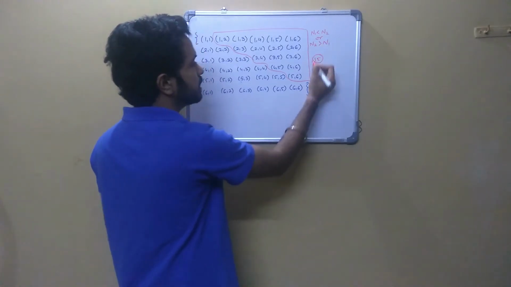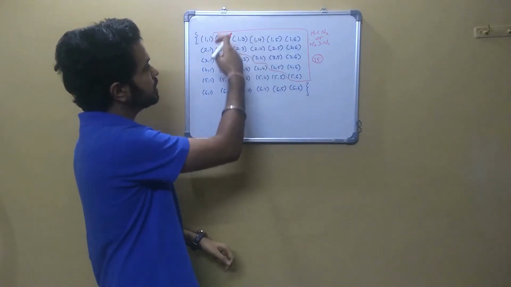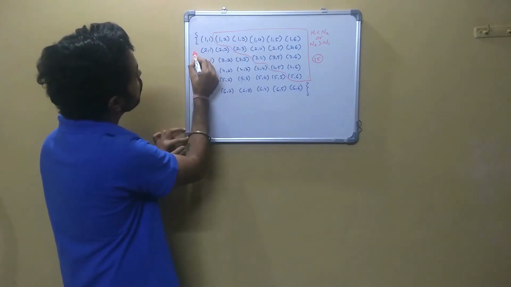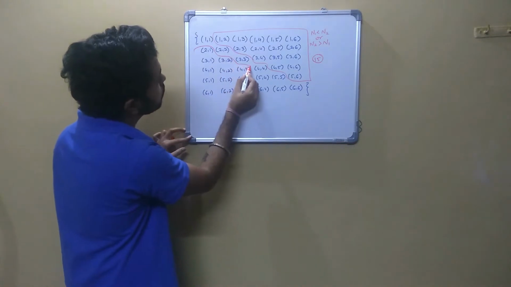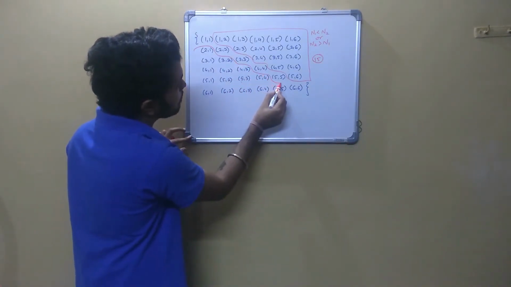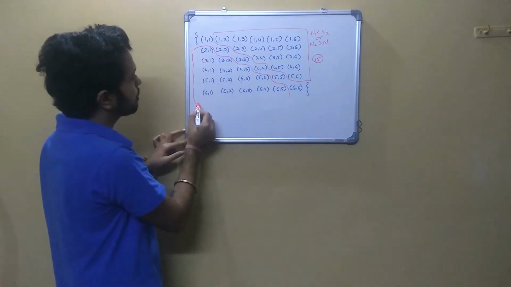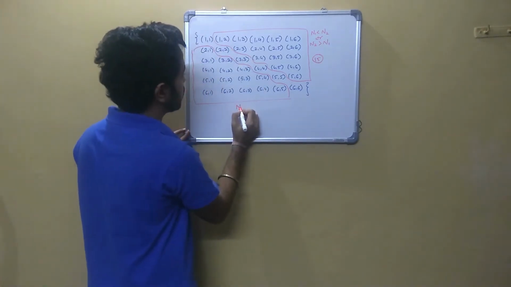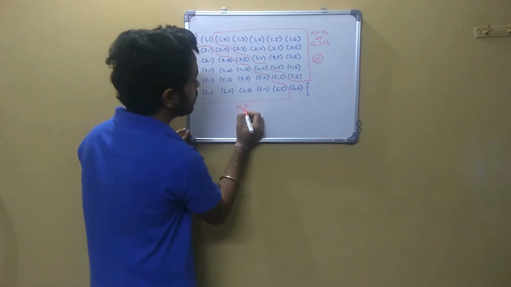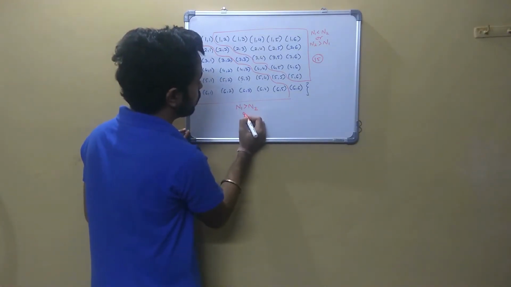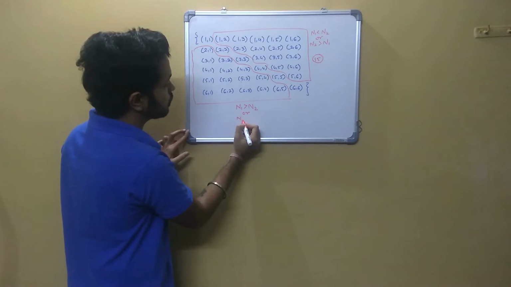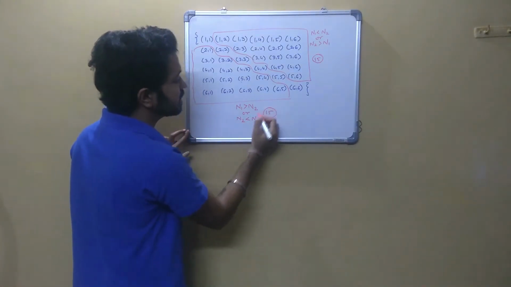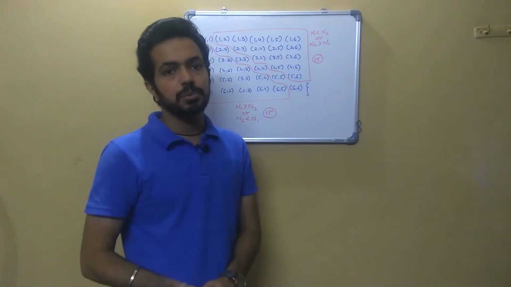How many cases are there? 15. There are 15 such cases. You can count it if you wish to. Similarly, if I just draw a partition over here, in these cases, you can see that n1, that is the first number, is greater than the second number, or I can say n2, that is the second number, is less than n1. Again, how many cases are there? 15 such cases are possible.